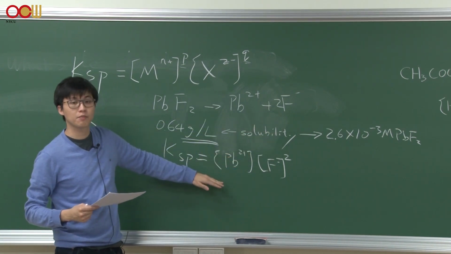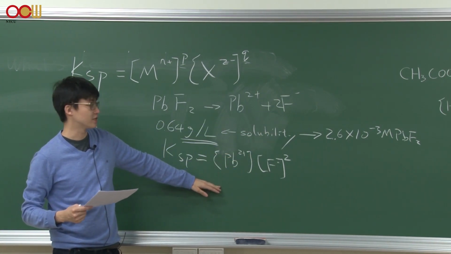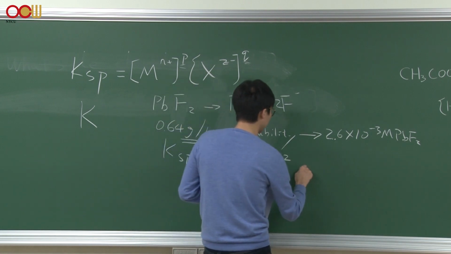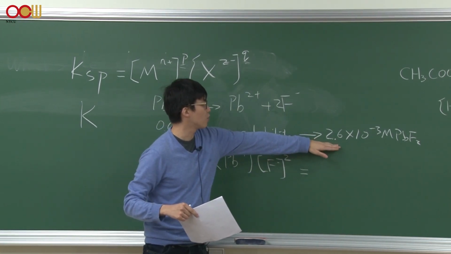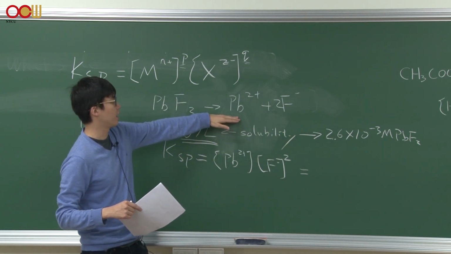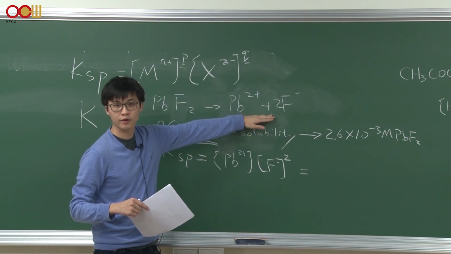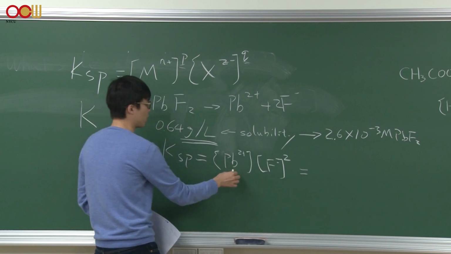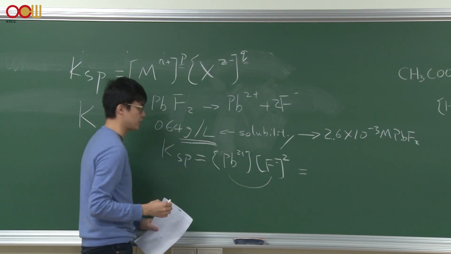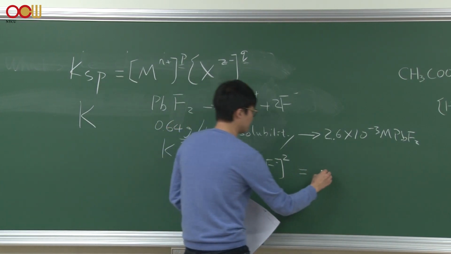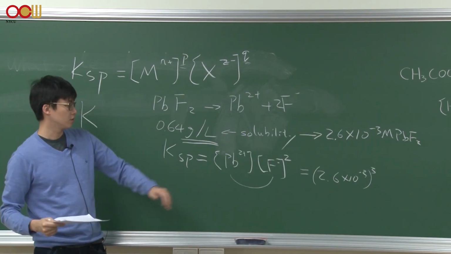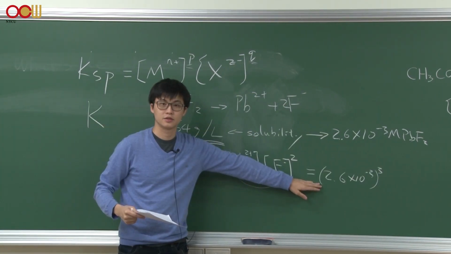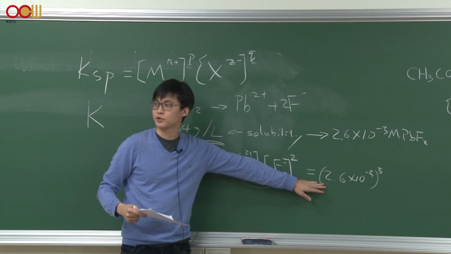The tricky part for these calculations is that a lot of the time people would say, well, this one would dissociate into lead and fluoride, so these two concentrations are the same. Immediately, a lot of you would get some answer like this. Is that right or wrong? Is that reasonable?